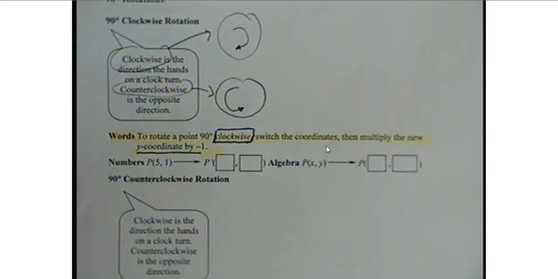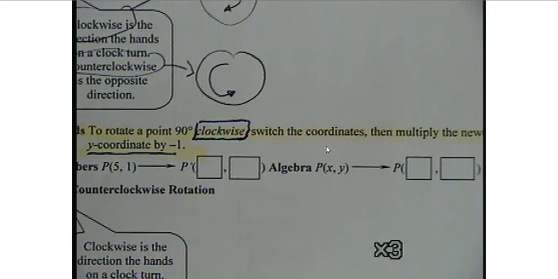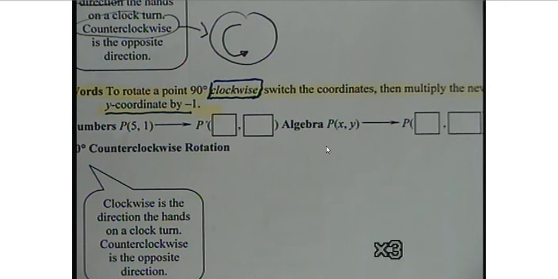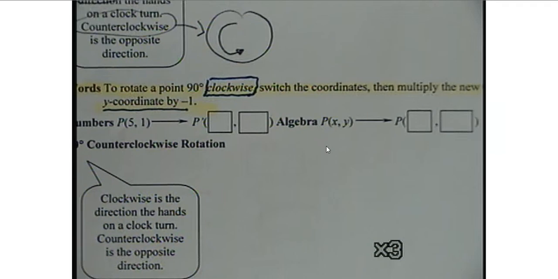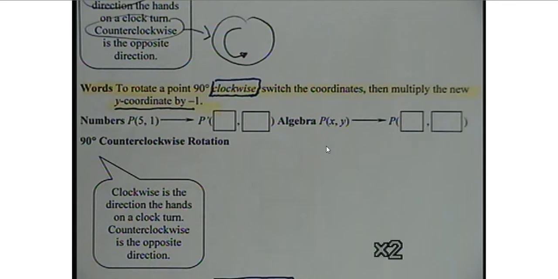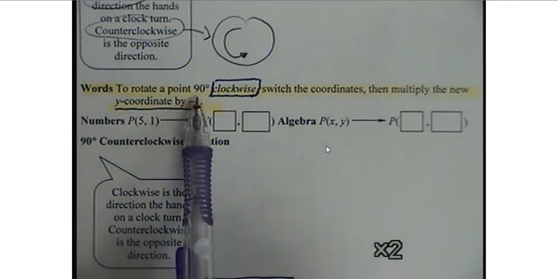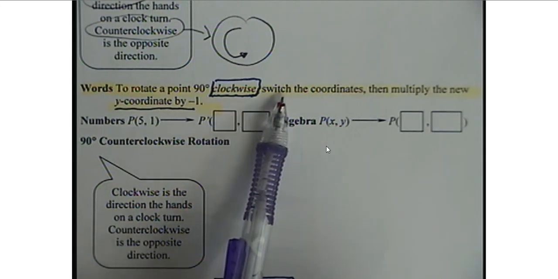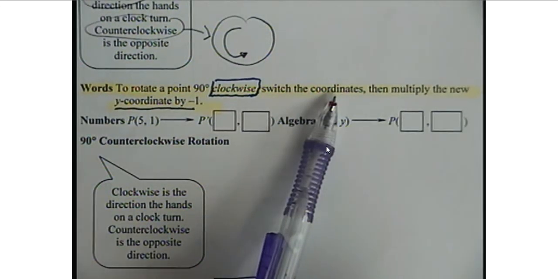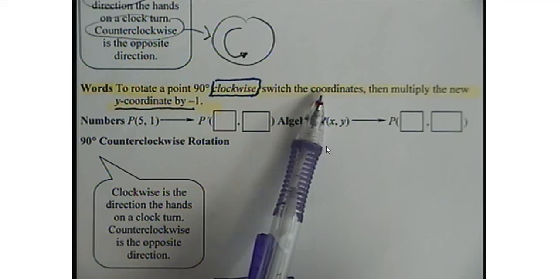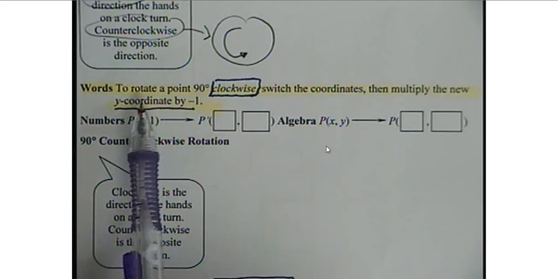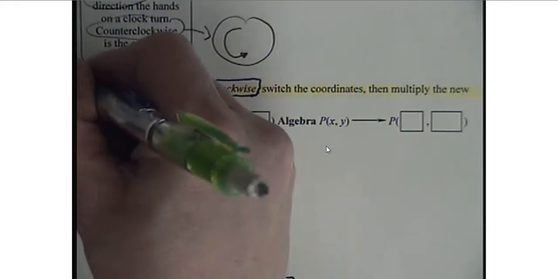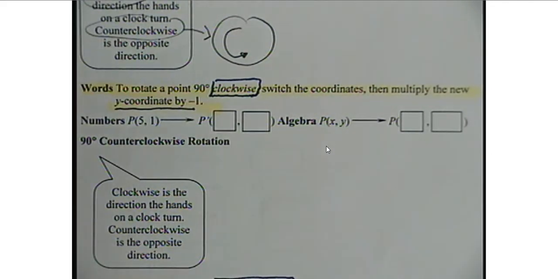All right, now, words that I want you to try to understand. You don't need to memorize them, but definitely you can write them down. To rotate a point 90 degrees clockwise, you switch the coordinates of the point, so the x and y coordinates switch, then you multiply the new y coordinate by -1. This is a very important rule to know, or to write down.